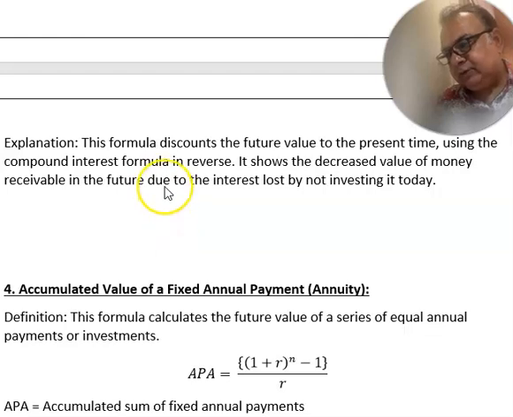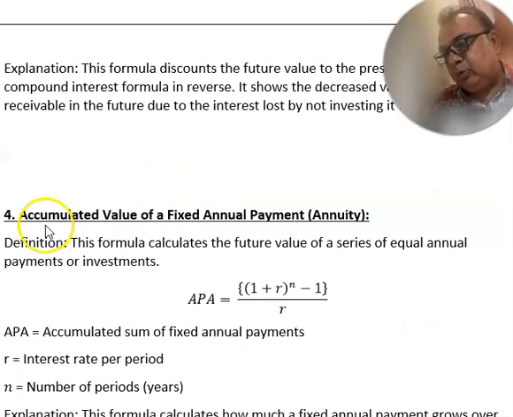Now we will learn the accumulated value of a fixed annual payment, that is called annuity. If you are depositing in a bank 100 rupees, 100 rupees, 100 rupees, 100 rupees, 100 rupees for 5 years, after 5 years, how much amount will you get?